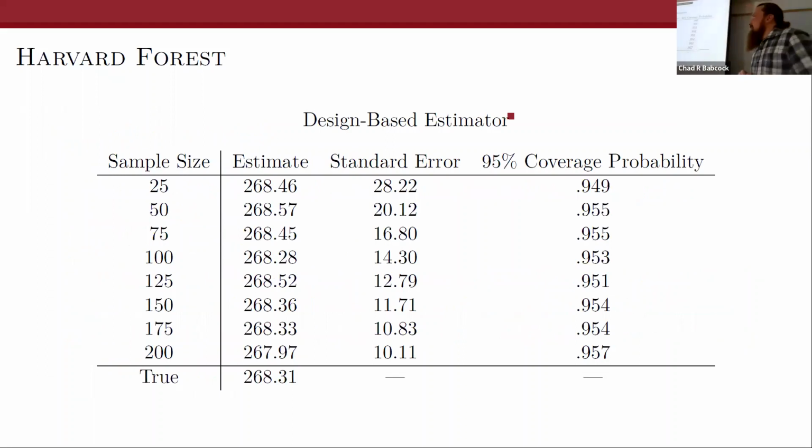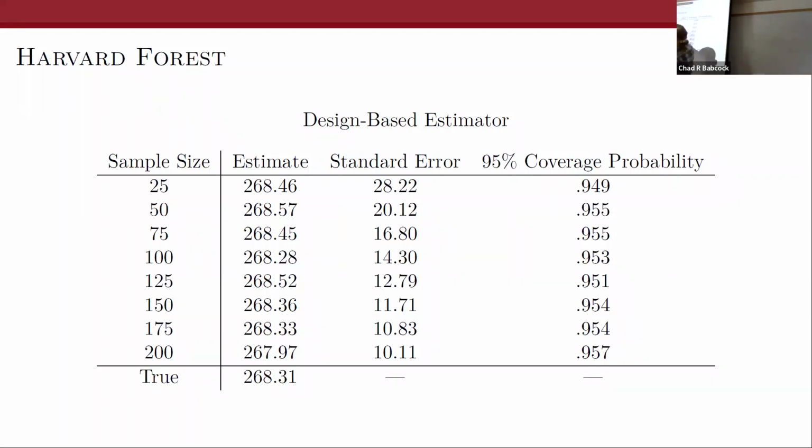So here's my design-based estimator. This is the average of those 10,000 estimates at sample size 25, and you can see that it's fairly consistent all the way through. And this is the actual true value here. After looking at that, I argue that this estimator seems to be unbiased, and hopefully it is because it's designed to be that way.